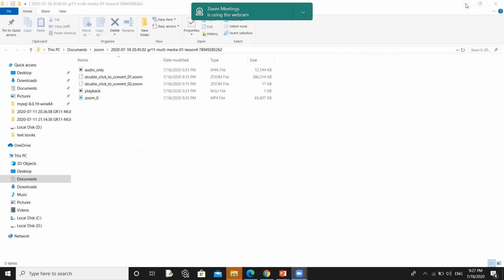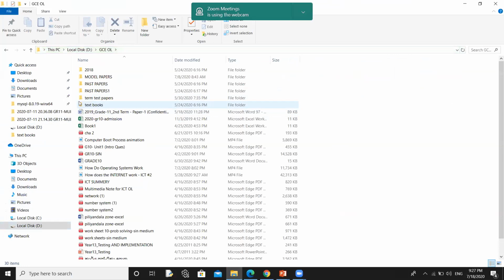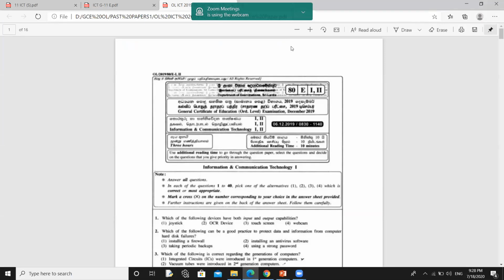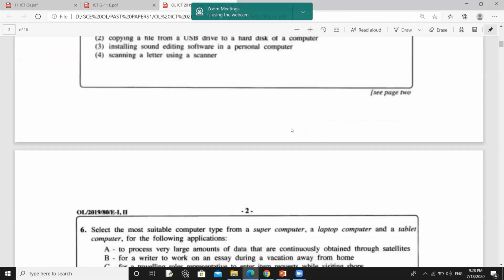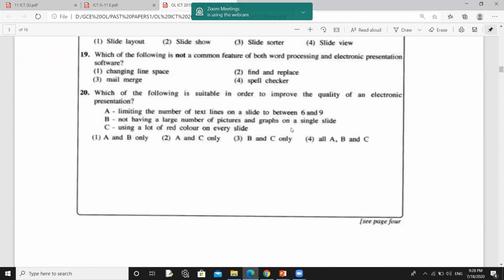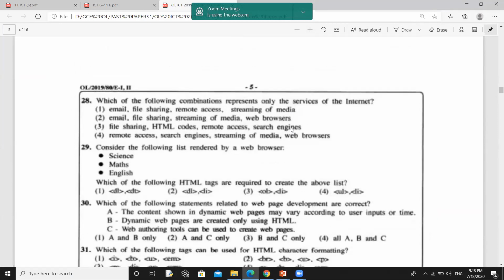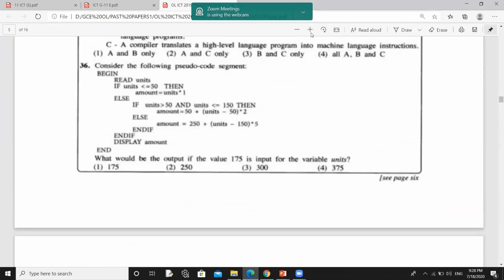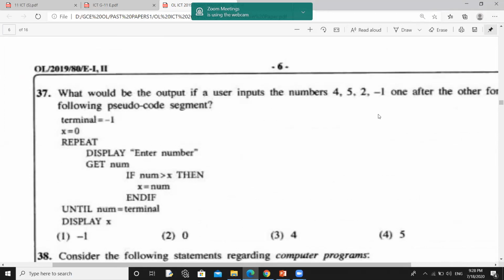Right, I think you have a 2019 paper. We discussed this one, right? We discuss and finish this part. So what about this?